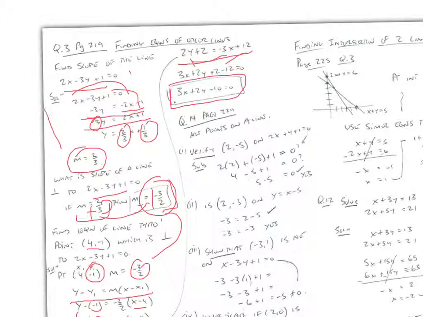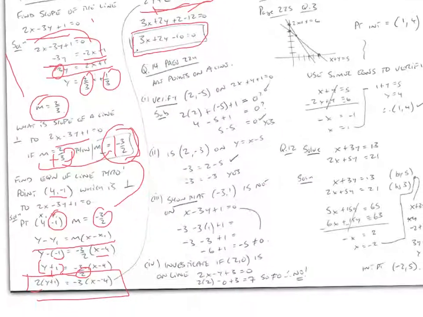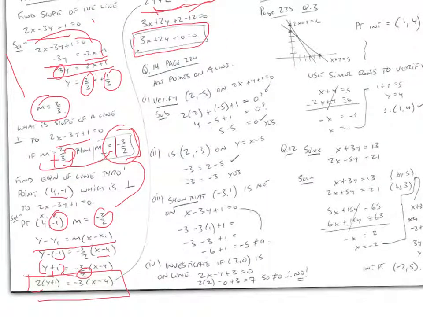Now let's verify or check to see or investigate or show whether points are on a line. Okay, so verify that 2, minus 5 is on the line 2x plus y plus 1 equals 0. You simply sub in for x and y these values into that equation, and you find that you end up with 5 minus 5, which is equal to 0, so yes, it's on the line. Is 2, minus 3 on the line y equals x minus 5? Sub them in, -3 is equal to -3, so yes it is.